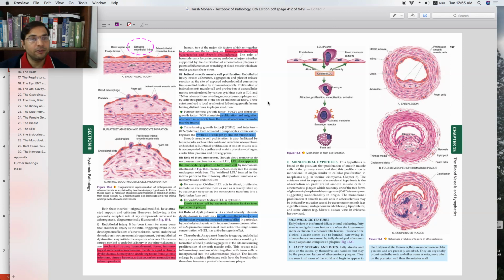So arteries, we already studied, have three layers: intima, media and adventitia, right? So what happens because of the endothelial injury? Now in humans, this endothelial injury results from hemodynamic stress. Hemo means blood, dynamic means flow, and stress means stress. So because of the fast flowing blood, there is stress in the arteries.